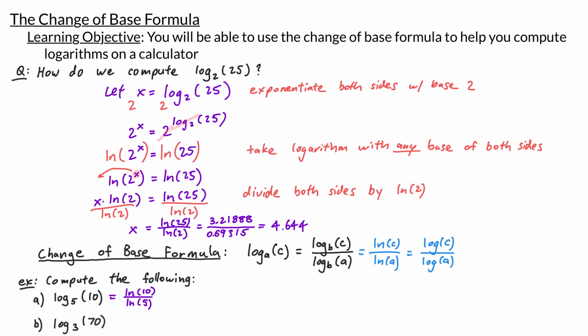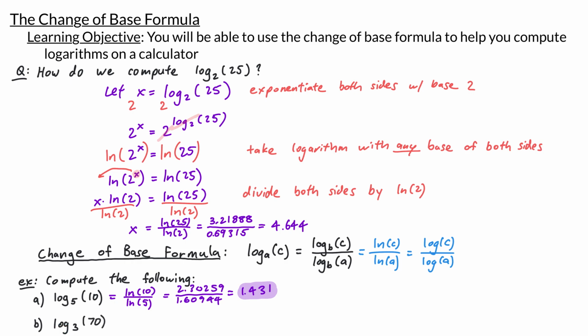So let's type this into our calculators. ln of 10 gives us 2.30259 if we round. And our denominator, typing in ln of 5, we get 1.60944 if we round. Now, if we divide these two quantities, we end up with 1.431 if we round. So log with base 5 of 10 is approximately 1.431. Let's now look at example B.